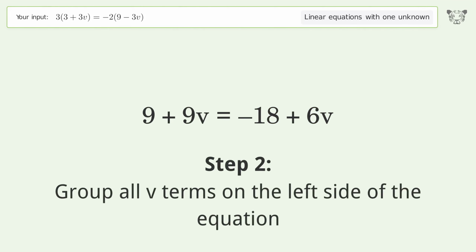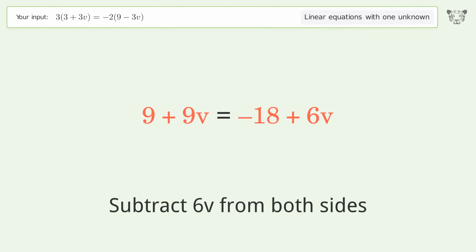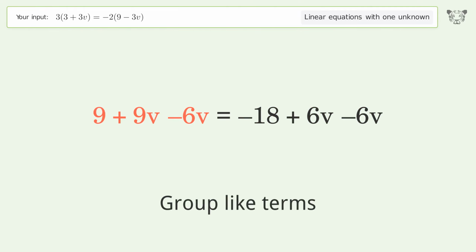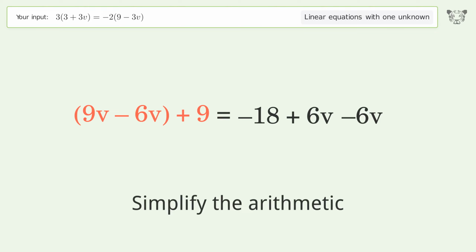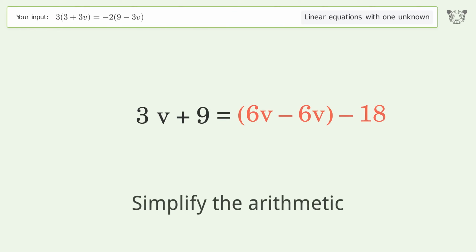Group all v terms on the left side of the equation. Subtract 6v from both sides. Group like terms. Simplify the arithmetic. Group like terms. Simplify the arithmetic.